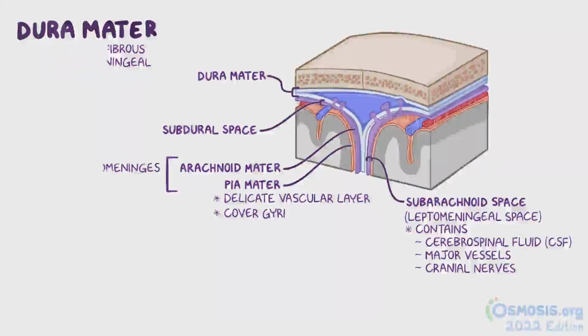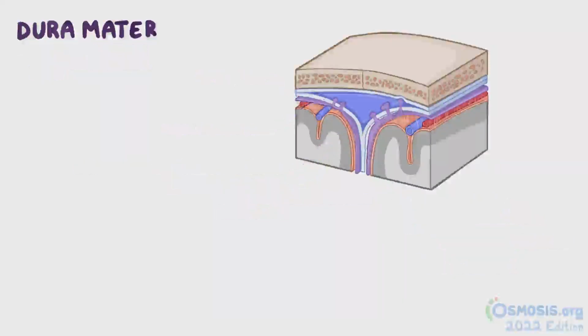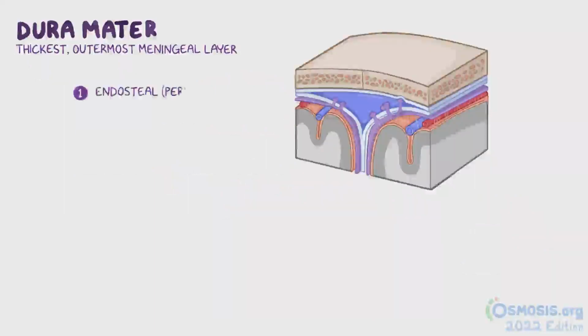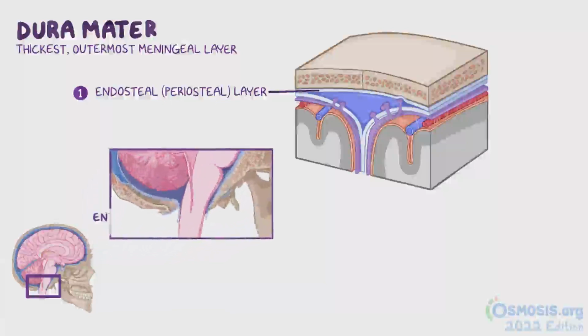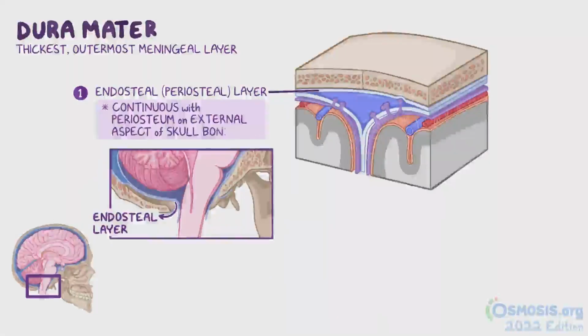Okay, let's dive in and take a closer look at the dura mater, which is the thickest, outermost meningeal layer. The dura mater itself is further divided into 2 layers. The first, more superficial layer is called the endosteal layer, or periosteal layer, of the dura mater. It is located on the interior surface of the skull bones and ends at the foramen magnum. The endosteal layer does not continue with the dura mater of the spinal cord, but instead becomes continuous with the periosteum on the external aspect of the skull bones.